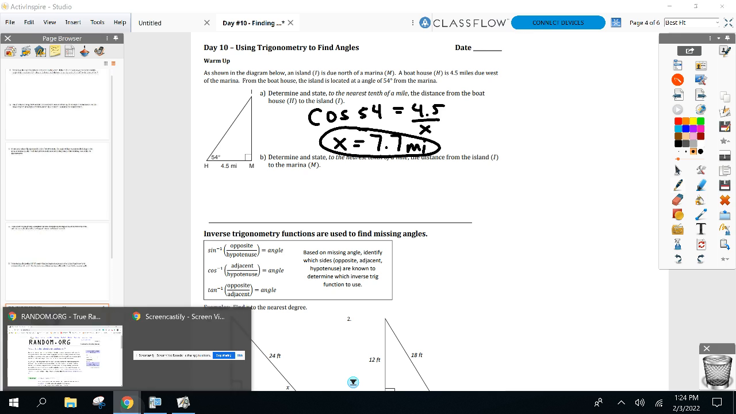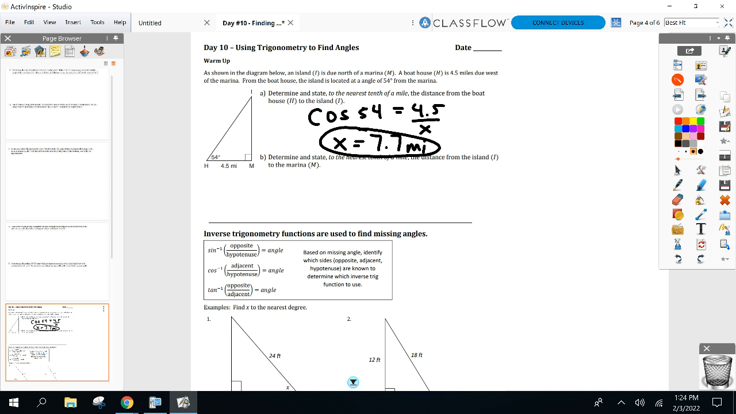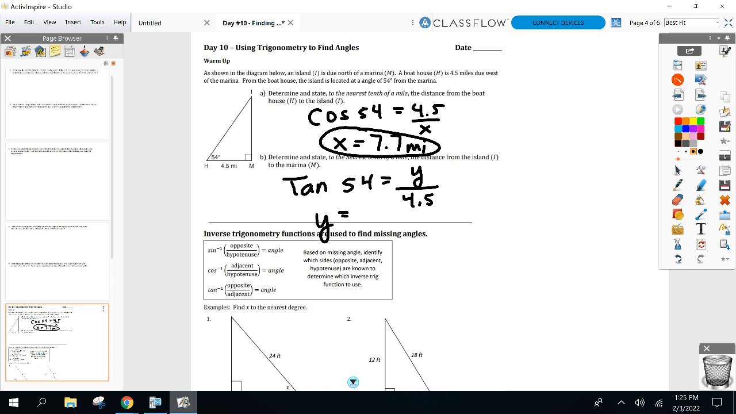What did you do to find part B? I used tangent, that's fine. You could have used Pythag. You could have also used sine now that you had this value. Tangent of 54 equals y over 4.5. I don't want to say x, different ones. And to the nearest tenth of a mile again, what did we end up with? 6.2 miles. You guys are on fire.